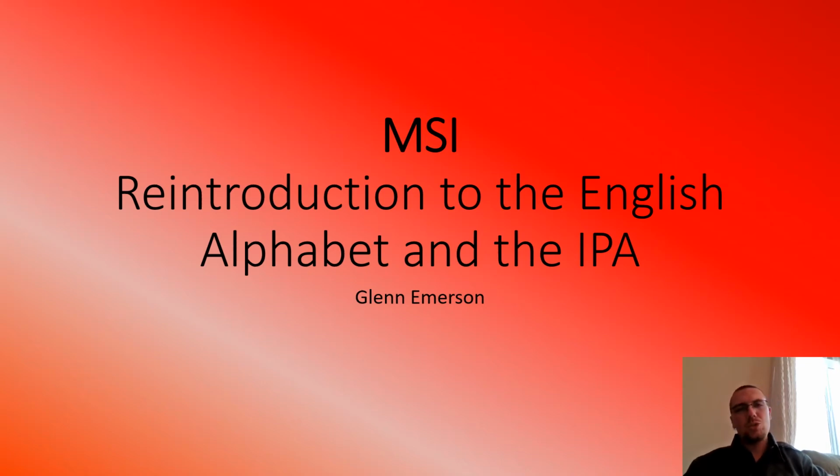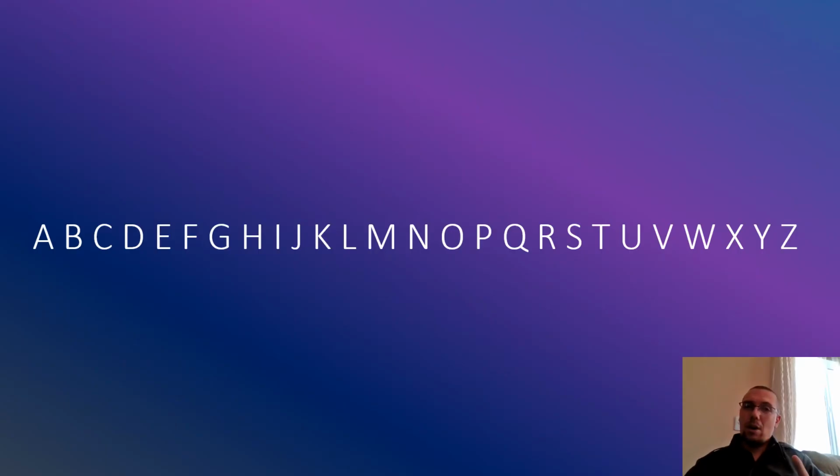Today we'll be reintroducing the English alphabet as well as the IPA. Now I know what you're thinking. You're thinking, hey Glenn, I already know the English alphabet, A, B, C, D, E, F, G, H, I, J, K, L, M, N, O, P, Q, R, S, T, U, V, W, X, Y, and Z. Yes, that's great. You might know that and that is important.